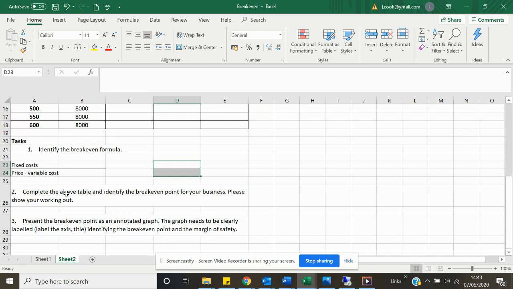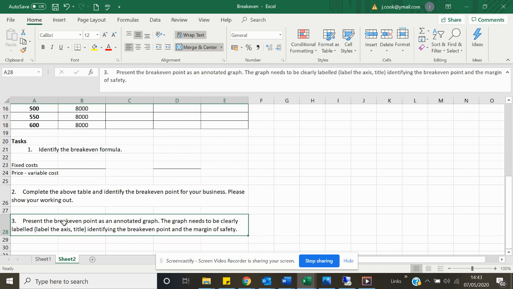Then it says complete the table above and then present the break-even as an annotated graph. I've done you a video of how to do that. Whatever you do, and I'll put a notice on here, you need to make sure that you label all the axes. The horizontal is the units sold. The vertical is the sales. You need to put the straight line in for the fixed cost and label that. You need to plot the sales, and then you need to plot the total costs. And there's another video for that.